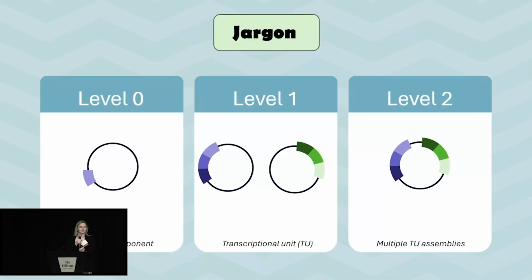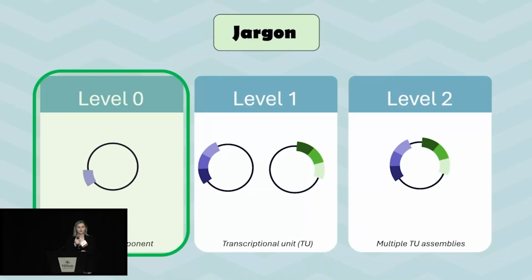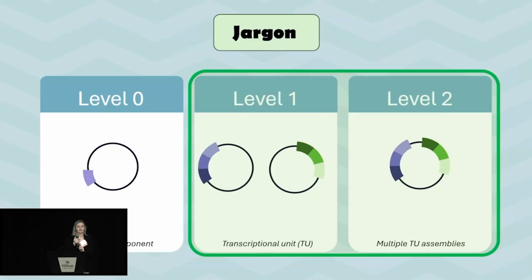So when you're creating your level 0, you can use non-modular cloning techniques to create this level 0. But when you're creating the level 1s and 2s, you have to use the modular cloning techniques that I'm going to teach. So that's what this Golden Gate reaction is about.